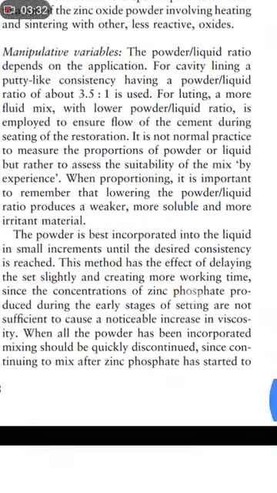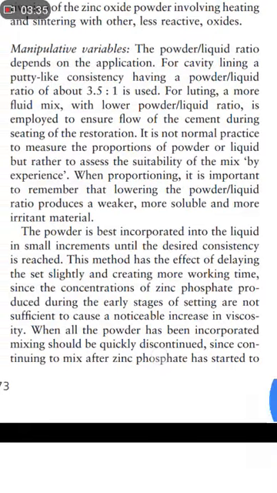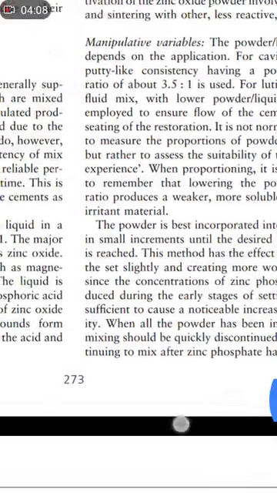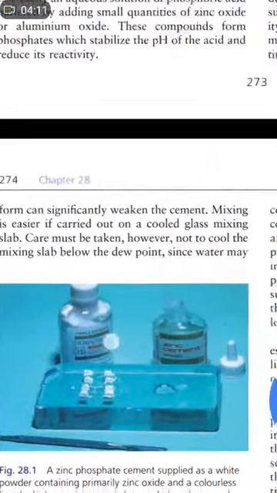The powder is best incorporated into the liquid in small increments until the desired consistency is reached. This method has the effect of delaying the set slightly and creating more working time, since the concentrations of zinc phosphate produced during the early stages of setting are not sufficient to cause a noticeable increase in viscosity. When all the powder has been incorporated, mixing should be quickly discontinued, since continuing to mix after zinc phosphate has started to form can significantly weaken the cement.